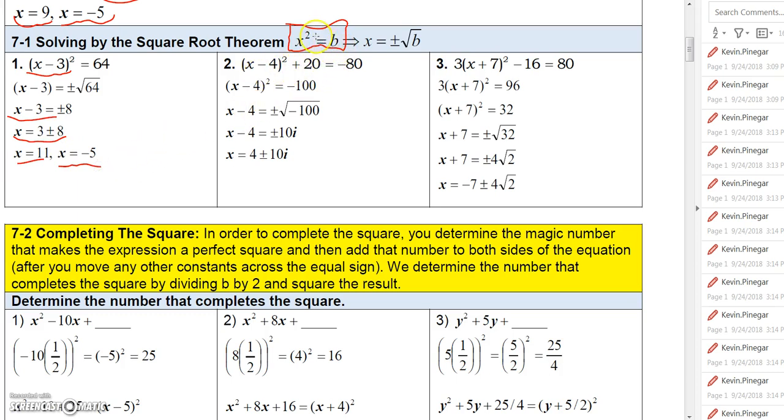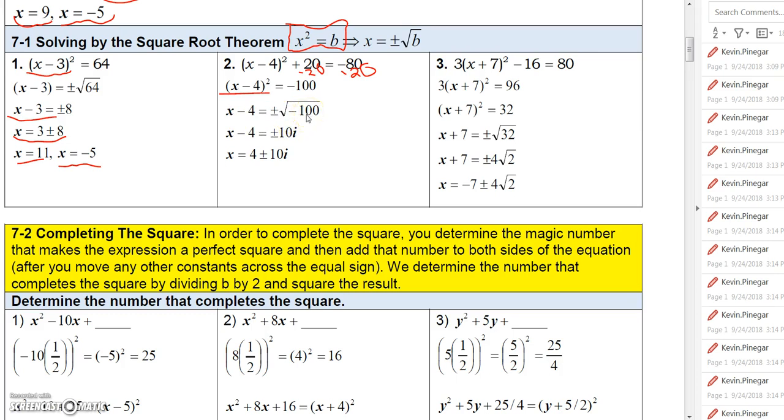Now, for this theorem to work, you've got to have the squared quantity isolated. So what I'm going to do is subtract 20 from both sides here. And so negative 80 minus 20 is negative 100. And of course 20 minus 20 just cancels. And that isolates the squared quantity. Okay, now if I apply the square root theorem, then this would be x minus 4 is equal to plus or minus the square root of negative 100.